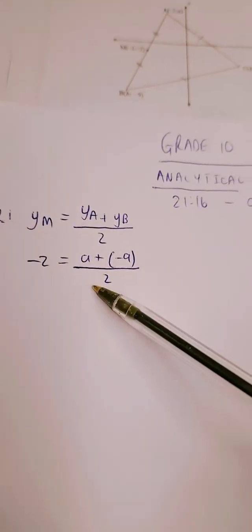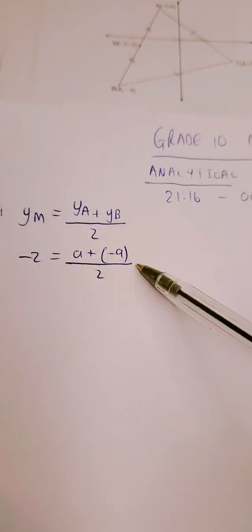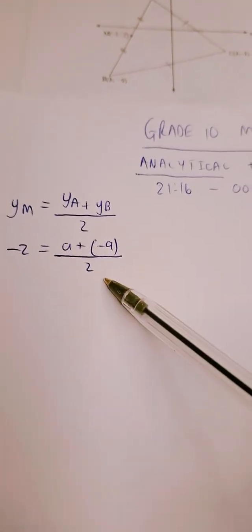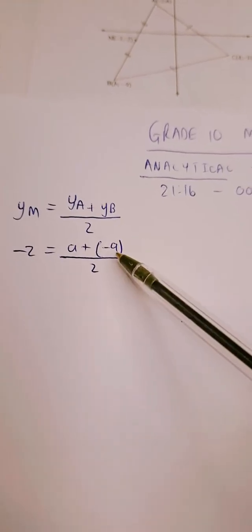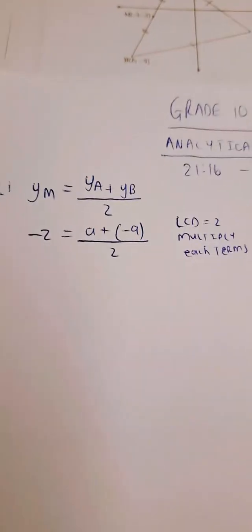So what do I do here? I know that this is an equation. I have a denominator on one of my fractions. So what I'm going to do is cross multiply. Or I could say the LCD for this equation is 2, so I multiply each of my terms by the LCD, which is basically why I say the shortcut is cross multiplication. Because if I multiply by 2 in the numerator, the 2 and the 2 cancel, and multiplying the other side, 2 times negative 2 is equal to a plus negative 9.